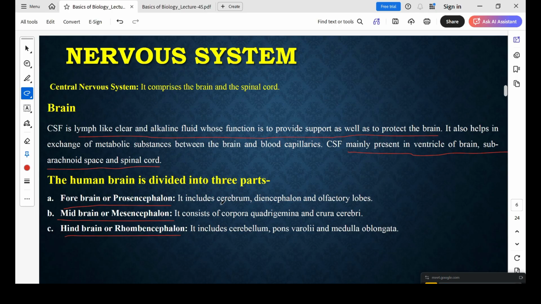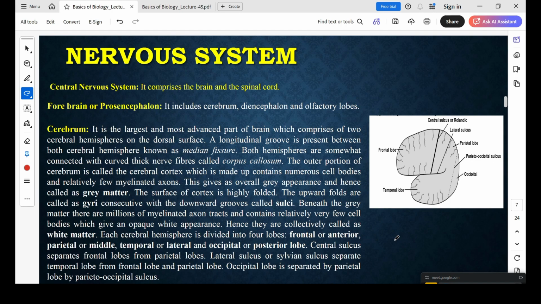The forebrain includes cerebrum, diencephalon, and olfactory lobes. Midbrain consists of corpora quadrigemina and crura cerebri, and the hindbrain consists of cerebellum, pons varolii, and medulla oblongata. The hindbrain also forms the connecting link between the spinal cord and the brain. So let's go through different parts of the forebrain.